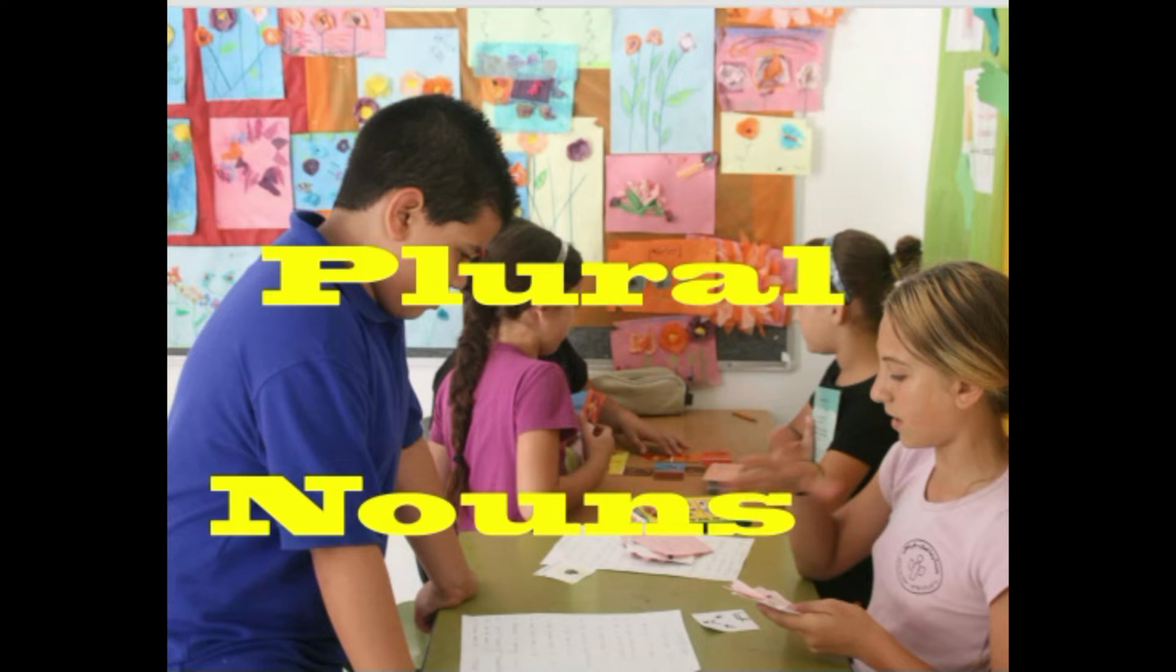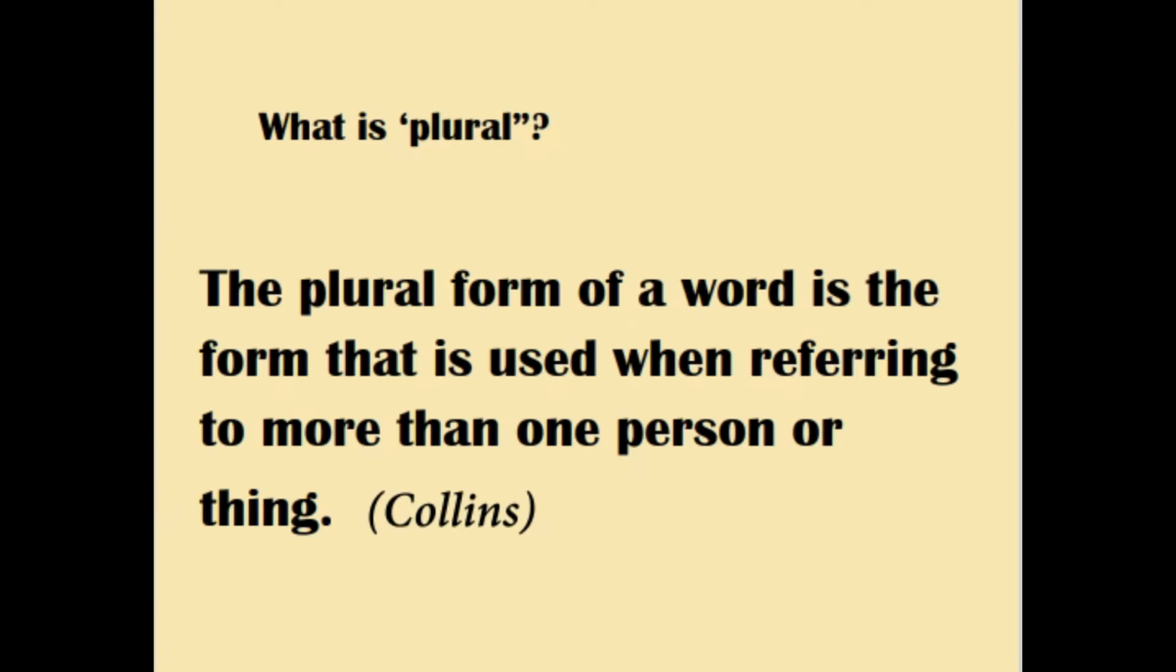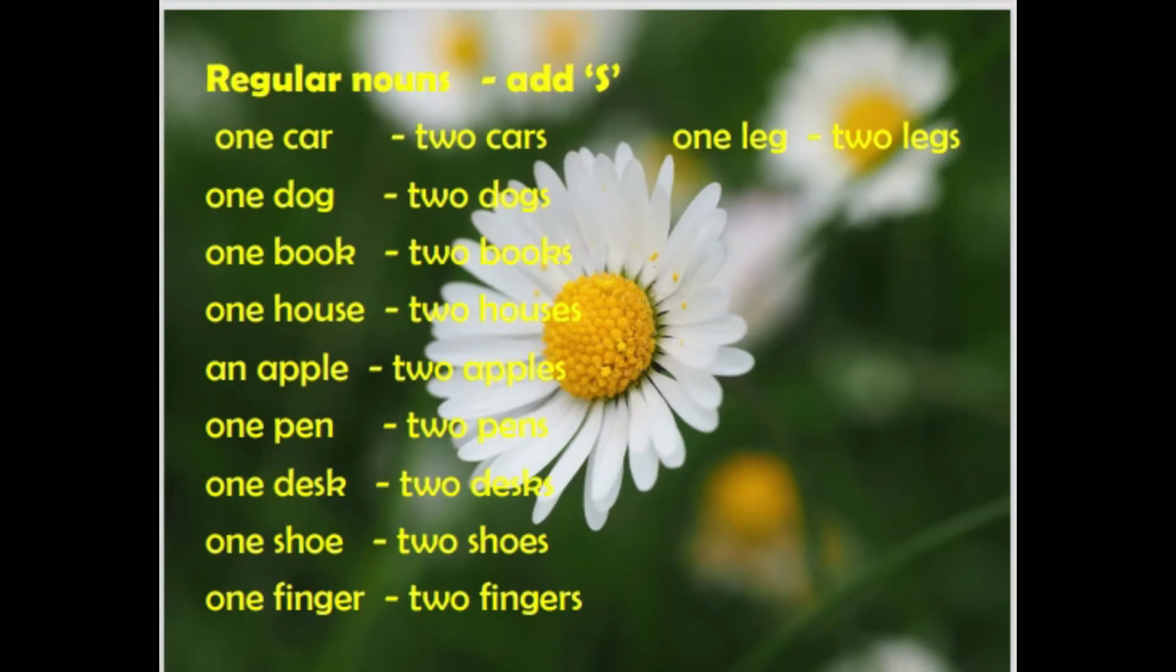There are a few things you have to consider when accurately making plurals. Step 1. Regular nouns. The letter S has to be added to the end of the noun. Regular nouns add S. One car, two cars. One dog, two dogs. One book, two books.